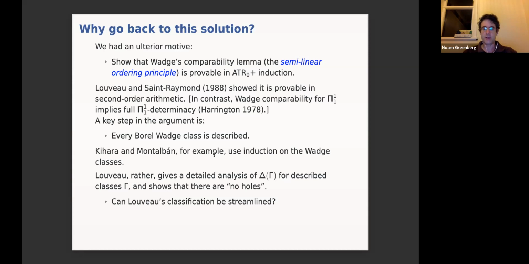So how do you prove that every class is described? Chiara and Montalbán gave really nice descriptions of Borel Wadge classes in this very general setting. How do they prove that every class has a name, so to speak, a description? They use a kind of grand induction, induction on the Wadge ordering, which is great, but we saw just how long this ordering is, and this is very set theoretical. It seems to be completely undoable within the confines of second-order arithmetic. So we need a different approach.